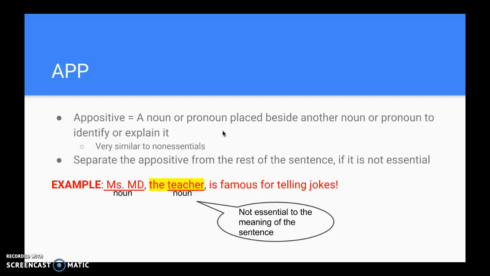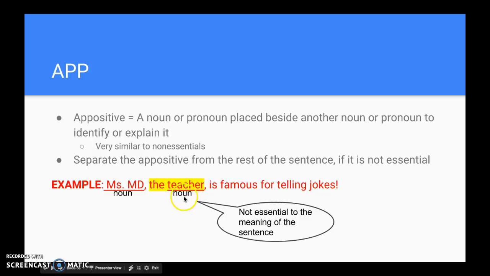Those are all pronouns. When we have an appositive, we need to separate it from the rest of the sentence if it is not essential, meaning it is not required to understand the meaning of the sentence. To understand what I just said, let's take a look at an example.